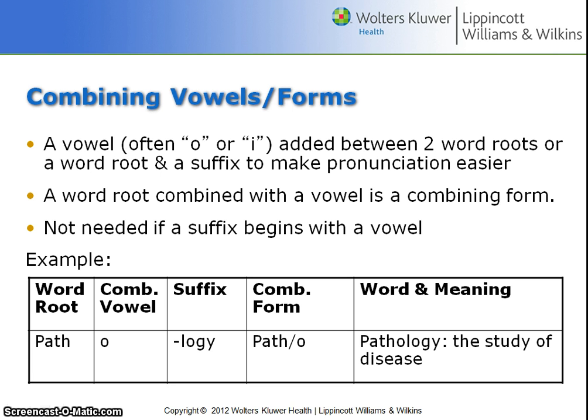Combining vowels and forms. A word root combined with a vowel is a combining form. An example given, the word root is path. The combining vowel is O. The suffix is LOGY. And the combining form then is path O. The word meaning is the study of disease. So basically, the combining vowel is used to make the pronunciation easier.